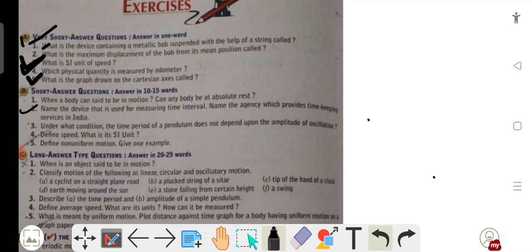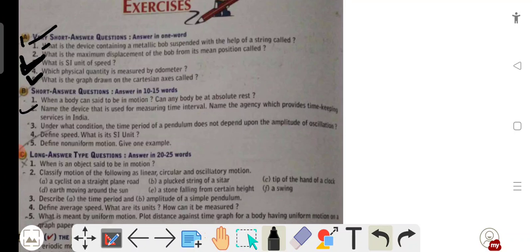Okay, I told you this important point in the previous classes, and you have to underline that. The timekeeping services in India are provided by the NPL New Delhi, or National Physical Laboratory, New Delhi.